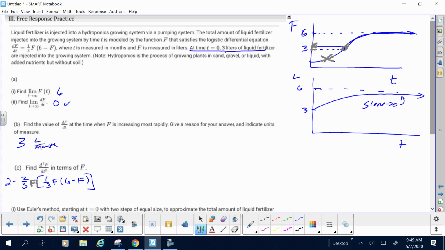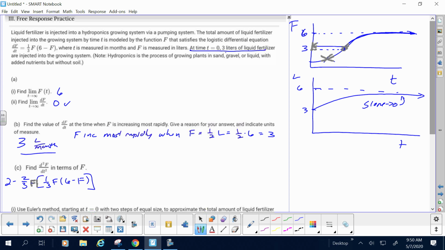So I think you'll agree f is increasing most rapidly when f is half the carrying capacity, which in this case is 6. So when f equals 3. Now that's not why my answer is 3. If you said that your answer is 3, then you probably have 3, but you don't really have credit because you didn't find what you were looking for.